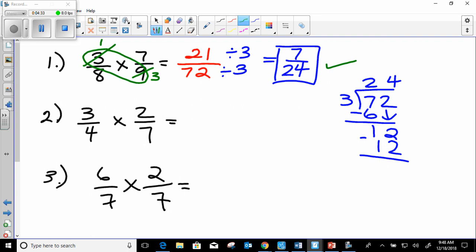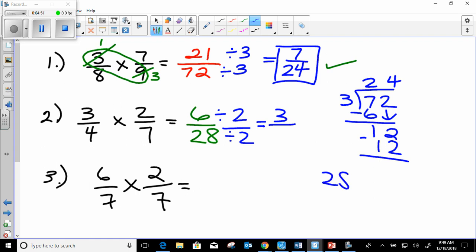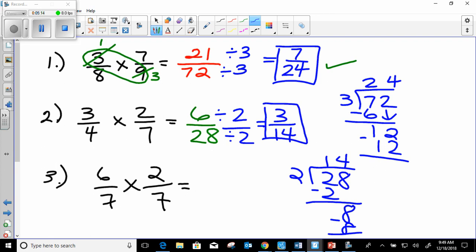All right, let's look at number 2. I can multiply straight across, get 6 over 28. I could reduce, probably by dividing by 2. And let's see, that would be 3 over, let's see, 28. If you didn't know it, you could divide it off to the side. So 2 goes into 2 one time. 1 times 2 is 2. Subtract. Bring down an 8. 2 goes into 8 4 times. 4 times 2 is 8. So it looks like 28 divided by 2 is 14. I don't think I can reduce anymore, but let's go ahead and cross cancel and see.